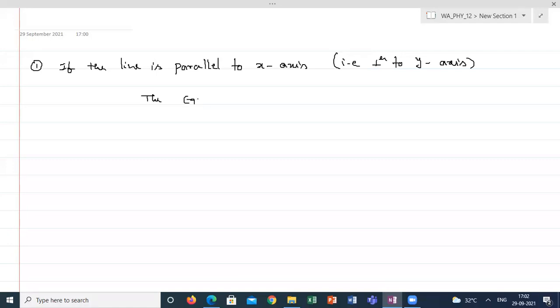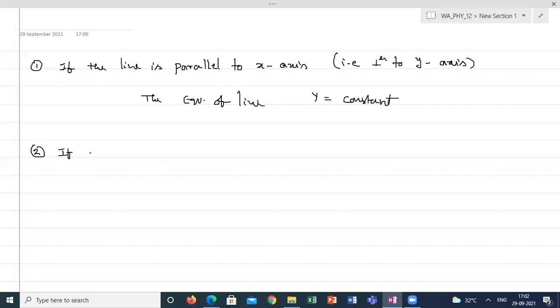If the line is parallel to x-axis, that is perpendicular to y-axis, in this case the equation of line is in the form of y is equal to constant. This is called horizontal line. If it is a vertical line, meaning perpendicular to x-axis, that means parallel to y-axis.